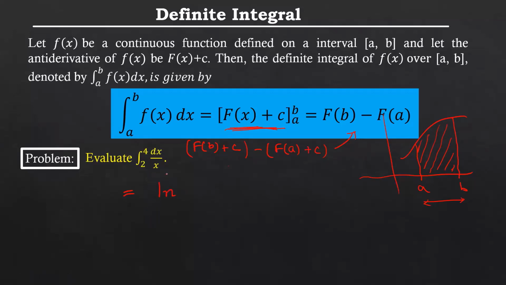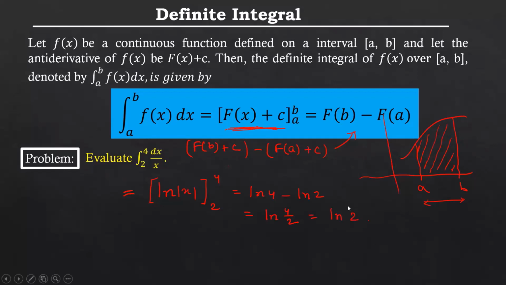So minus 1 by x, minus log 4 minus log 2. This is ln of mod of x, in the interval 2 to 4. That means the first term will be ln of 4 minus ln of 2, so that means ln of 4 by 2, which is ln 2. So this is the value.